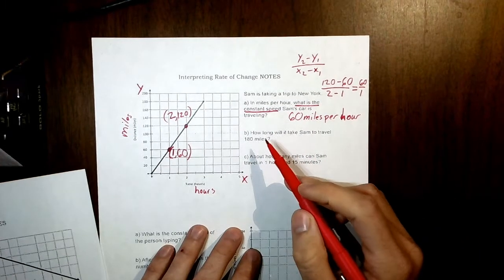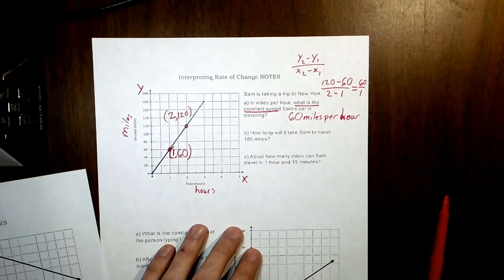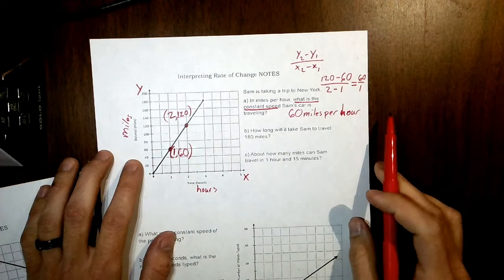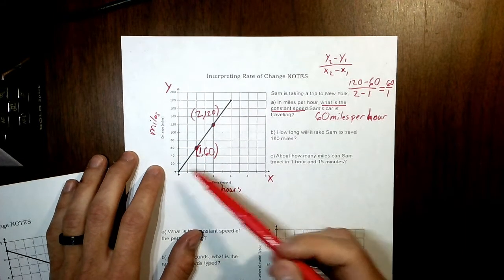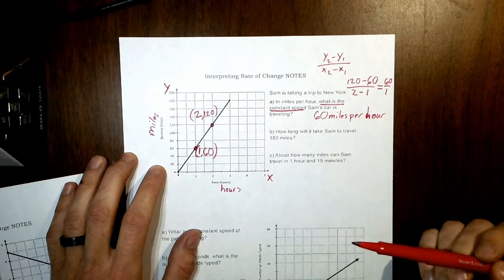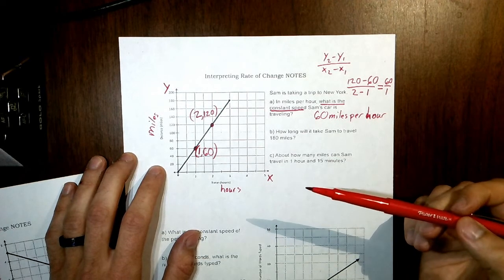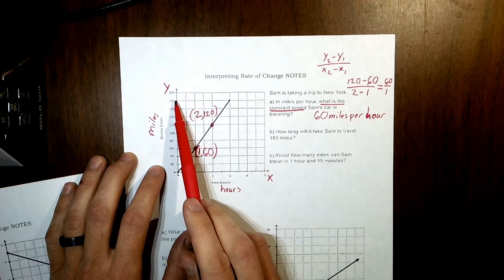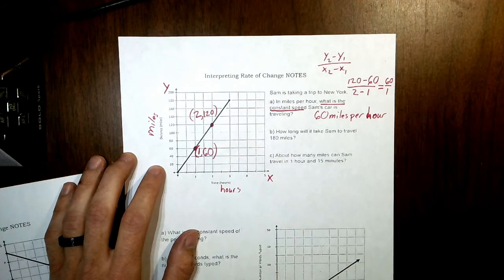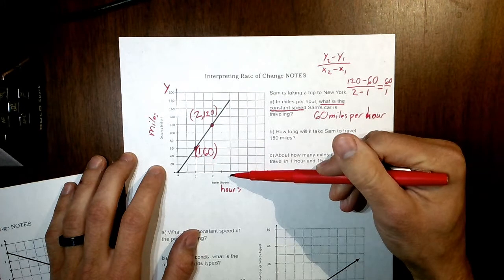Okay. Second question. How long will it take Sam to travel 180 miles? Skylar, where is our information for miles? Is it on the x-axis or the y-axis? Y-axis. Okay, and where is 180? Kind of near the top? Okay, so here's 180. What is our value on our line? How many hours? You got it. 3.